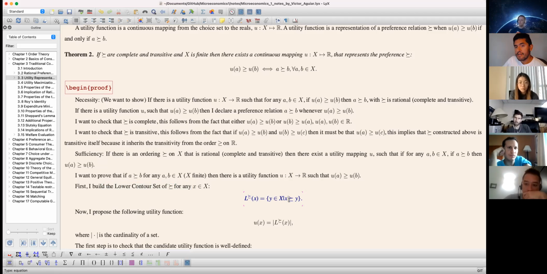So, question, sanity check. Imagine I take the most preferred alternative out of this set, right? So x star, which is the best thing possible. What is the lower contour set of that?